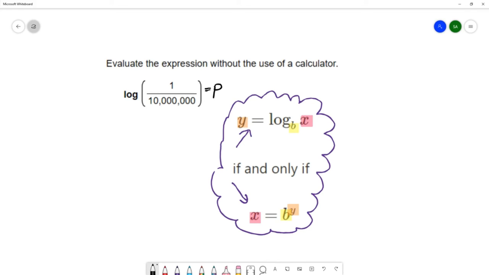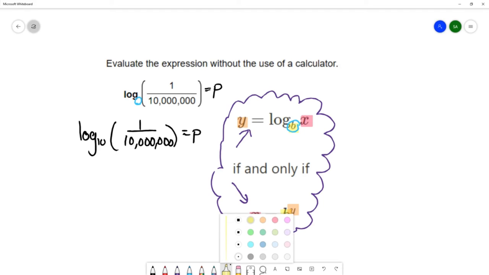for our example. Log of 1 over 10 million equals p. The first thing that's a little bit strange here is that in our definition, we have in a smaller font, lower, we call that a subscript, this value of b, and in the example that we have, there is no number with a smaller font in that subscript position. And when there is no number in that position, we assume a base of 10. It's called a common log. It is the common base for us to use. So this equation would be the same as log base 10 of 1 over 10 million equals p.